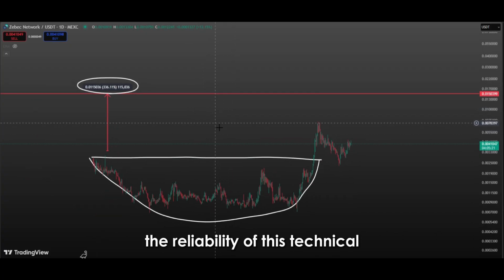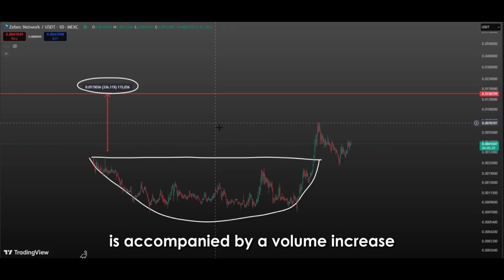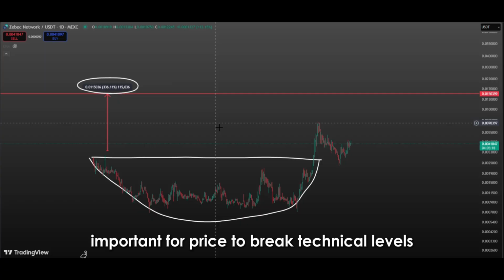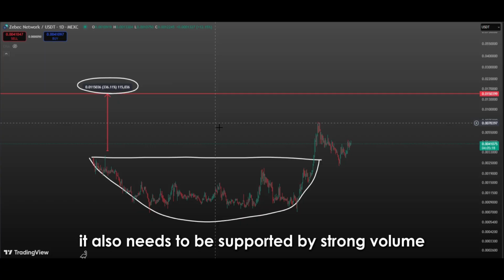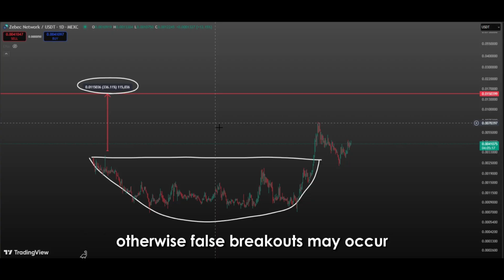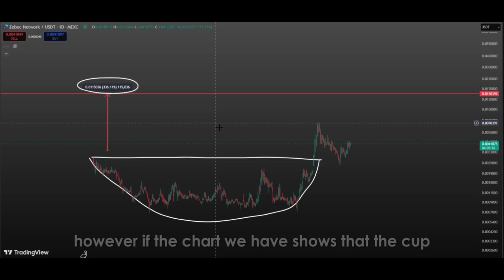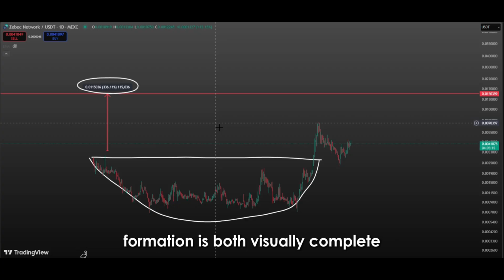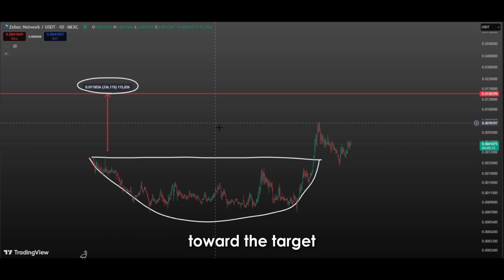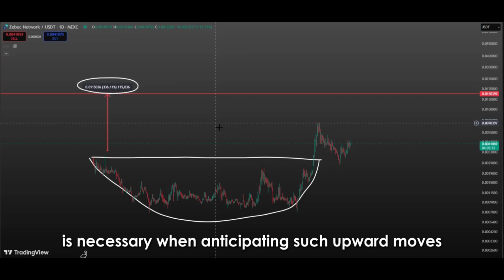The reliability of this technical setup is further reinforced if the breakout from the cup formation is accompanied by a volume increase. That's because it's not just important for price to break technical levels, it also needs to be supported by strong volume. Otherwise, false breakouts may occur, potentially misleading investors. However, if the chart we have shows that the cup formation is both visually complete and backed by volume, it may indicate a strong price movement toward the target. Still, caution is necessary when anticipating such upward moves.